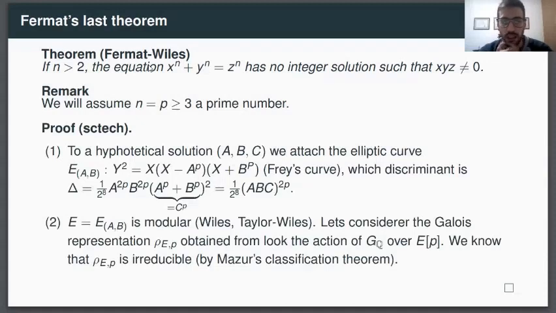So the proof consists basically of a few steps. We can assume that we have a solution a, b, c, and to this solution we attach an elliptic curve E, which of course depends on the solution, and it is usually called a Frey curve. And this is the discriminant of the curve. It is basically a constant, 2 to the minus a, times something that does depend on the solution, but it is raised to p. Then we will use that the curve is modular. This in fact was the last piece of the proof. It was proved by Wiles and Taylor-Wiles, but now we put it here.